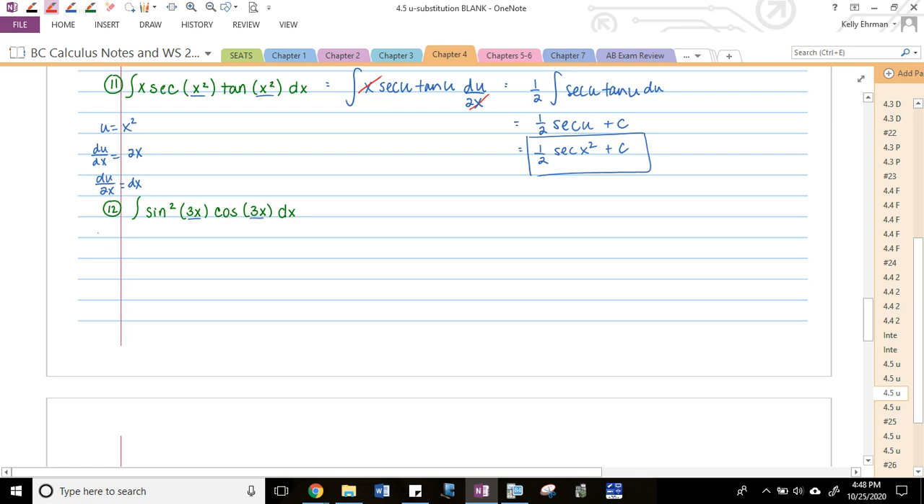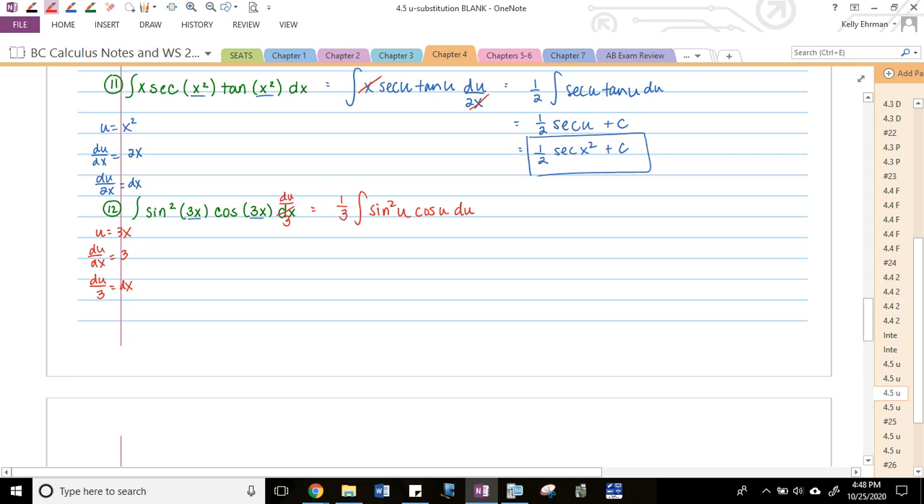We are going to need a little bit of u sub though. So let's let u equal 3x. Du dx is 3. So du divided by 3 is dx. So there is going to be a 1/3 out here. That doesn't cancel anything, but there are no x's to mess with. So let's just put this in. Dx is now du over 3. So I'm just going to jump right to 1/3 integral of sine squared u times cosine u du.